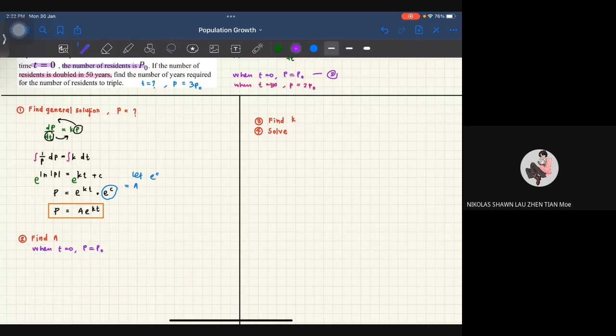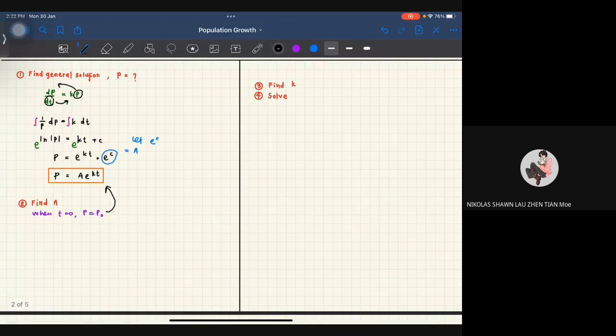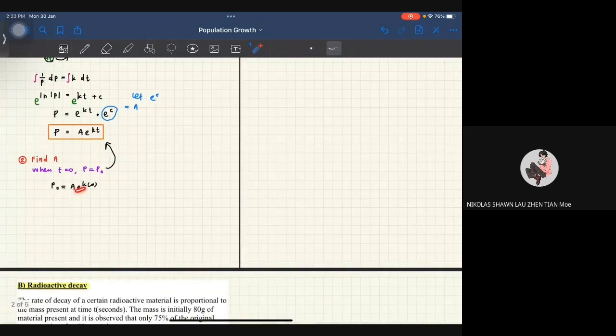Okay, so just substitute into your formula. Kita akan masukkan ke dalam formula yang atas ni tadi. Okay, so substitute into this one. So what you will get over here is P is equals to P naught. So awak akan dapat P naught is equals to A E to the power of K times 0. Okay, so this one awak akan dapat yang ini sama dengan 1, which means that your A is equals to P naught. A sama dengan P naught. Settle.